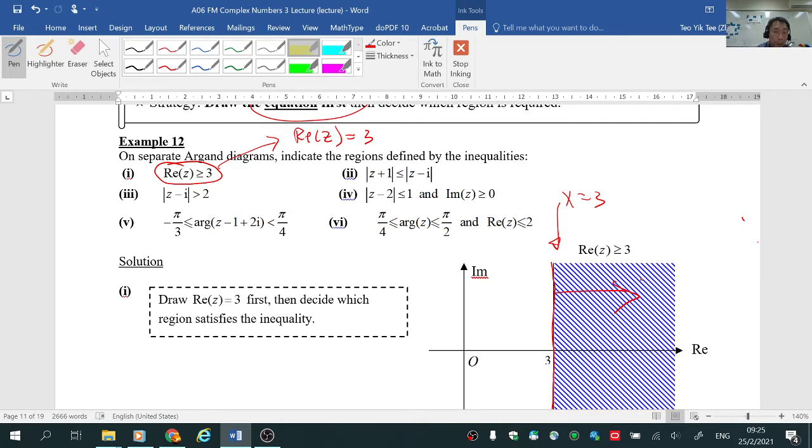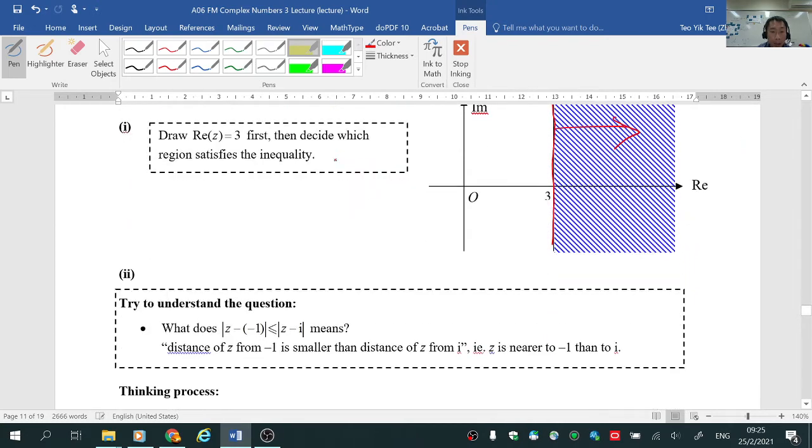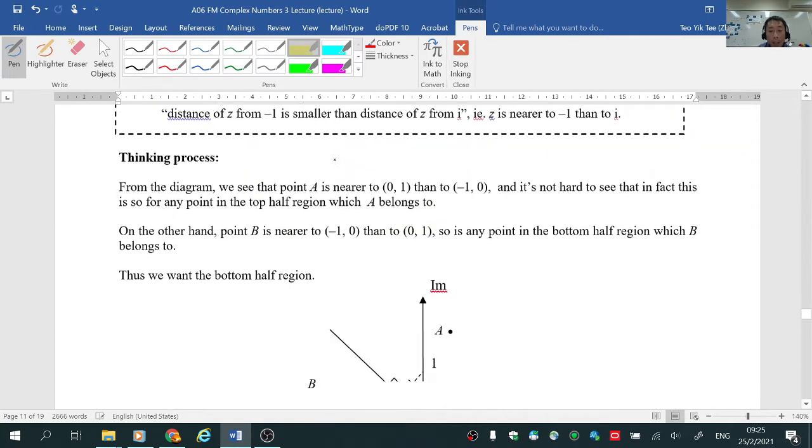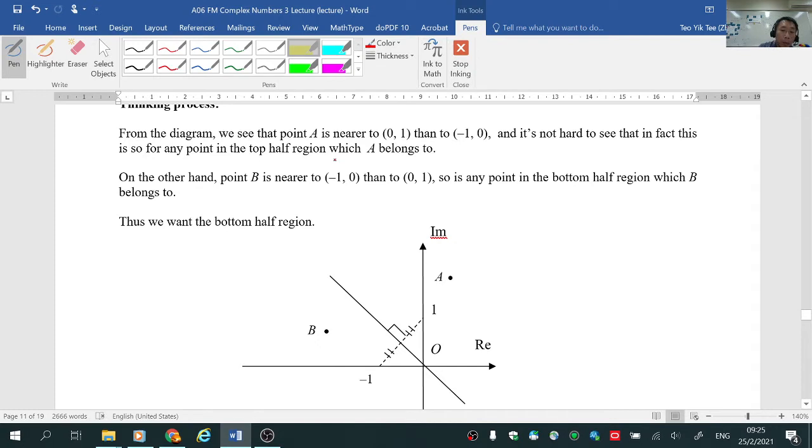Okay, so next, let's go to part 2 now. If you look at part 2, inequalities, you need to shade the region. So treat it as an equal sign first. If you treat it as an equal sign, you should realize that this is actually a perpendicular bisector, passing through -1 and 1. So you draw in the perpendicular bisector.